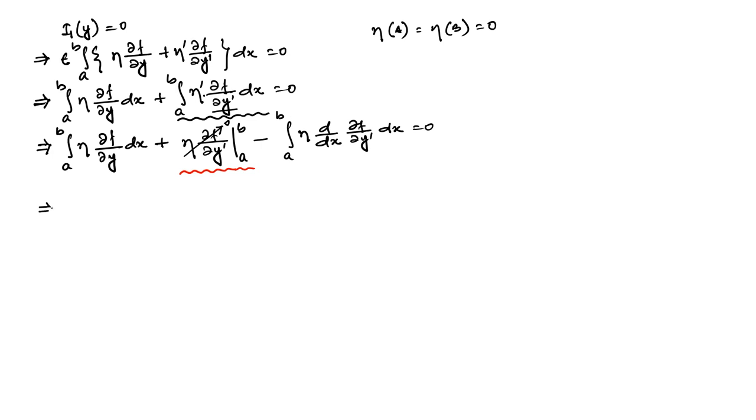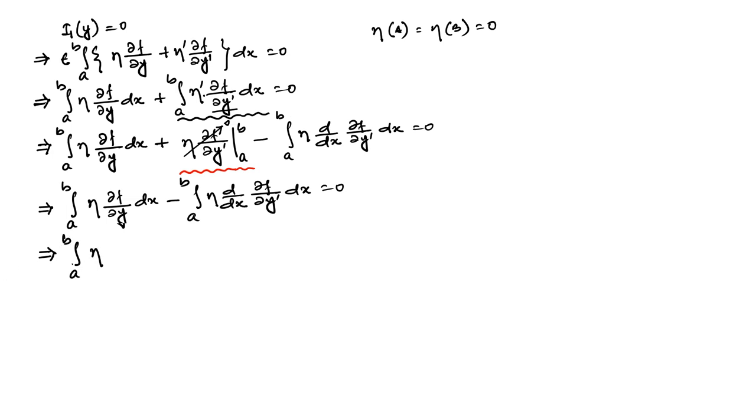So, we are left with the remaining two terms. So, we have the integral from a to b of the first term minus the second term. Right. And in fact, we can further simplify this. So, what we can do, if we bring them under a single integral, so what we have is the integral from a to b, eta of x, and then within the bracket we have the first term, and then minus d dx of the second term.